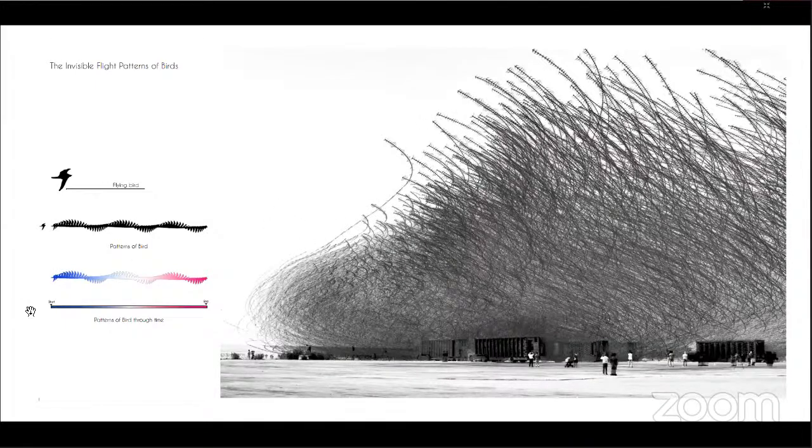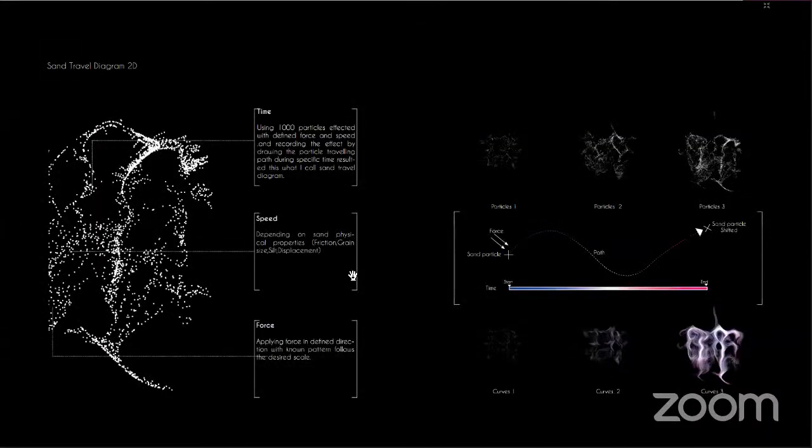So I was thinking if we give a color gradient, for example blue to purple, then we can know where is the start point and the end point. I started here using the same logic to simulate 1000 particles on a flat surface with a certain amount of force and see how they react. And so we can see the particles, and here is the sand travel diagram, as I call it.